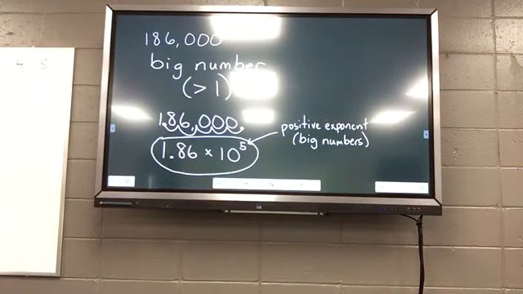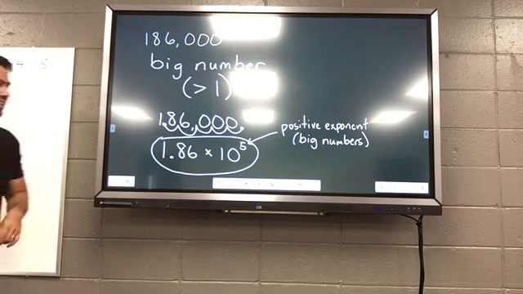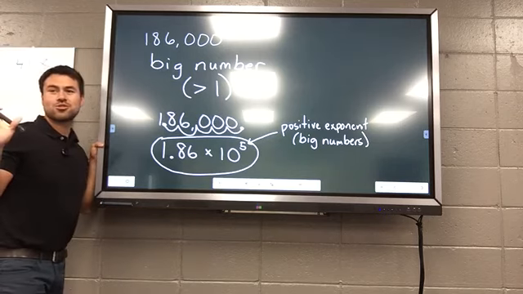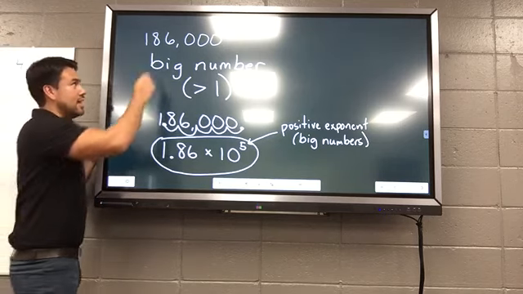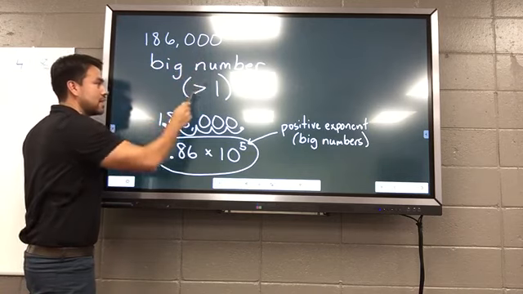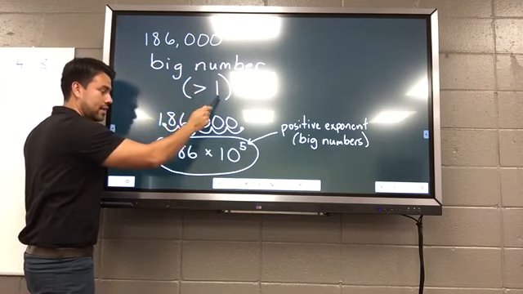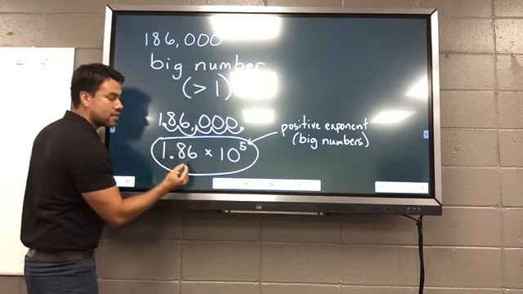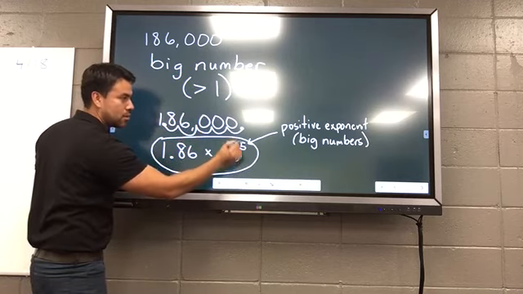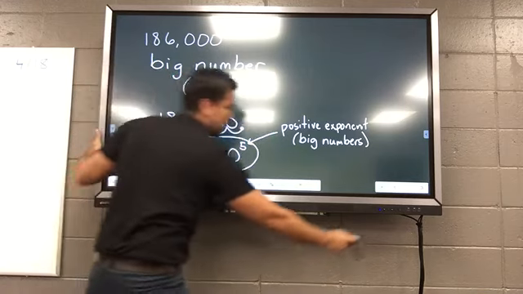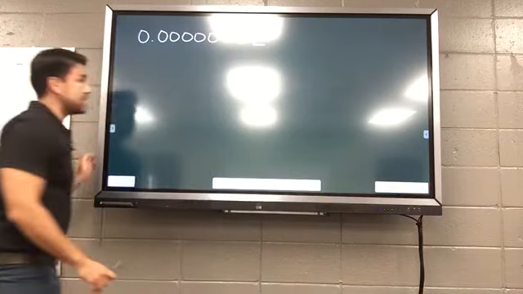So keep your thoughts to your head. I'll give you the answer in just a moment. 1 to the 74th power. Let me review this. Is this a big number? Yes, because it's greater than 1. So I have scientific notation, and what kind of exponent? Positive.